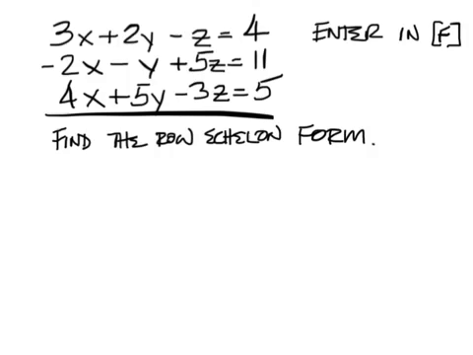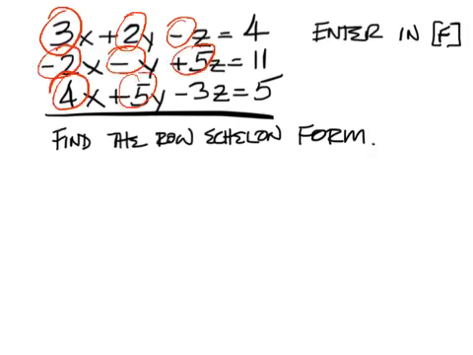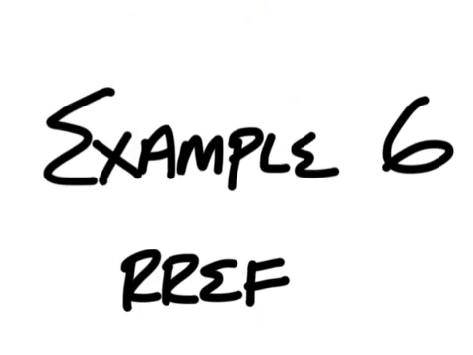Alright, here is a practice problem. Enter this in matrix F and find the row echelon form. You don't have to right arrow when you bring it up here. You can just show me the first 3 columns. Remember, you're typing in 3, 2, and what's this? -1, -2, -1, 5, 4, 5, -3, and don't forget your 4, 11, and 5 out there.